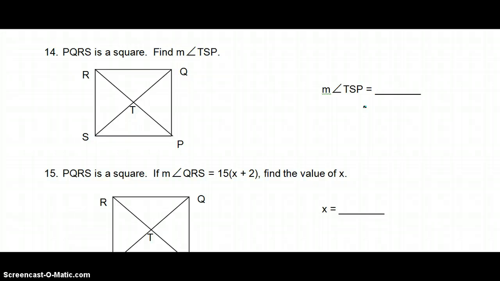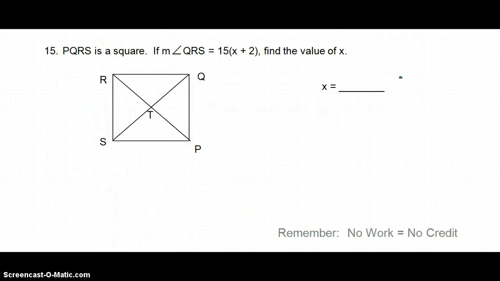14. PQRS is a square. Find the measure of angle TSP. Okay, TSP is this angle right here. And we know, since this is a square, that this is a right angle. And since this square has all the properties of everything, these are each going to be 45. So our answer is 45 degrees.